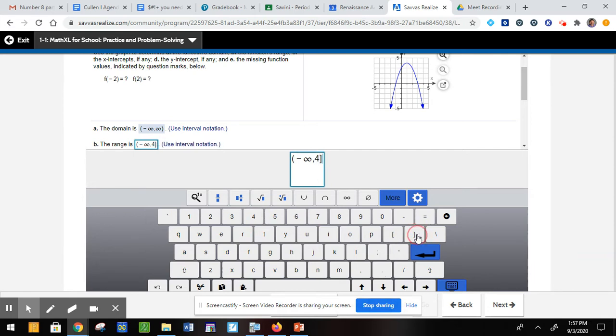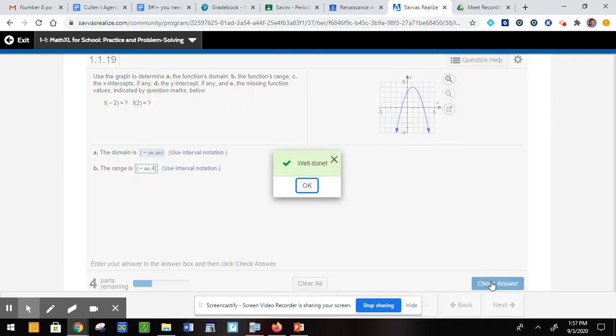And again, the difference is infinity, we never include that. That's always going to be parentheses. And in this case, the 4 is part of the range, so I need to include it. Let's check our answer on that.